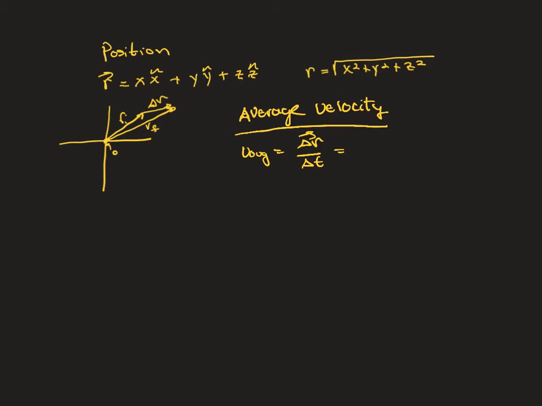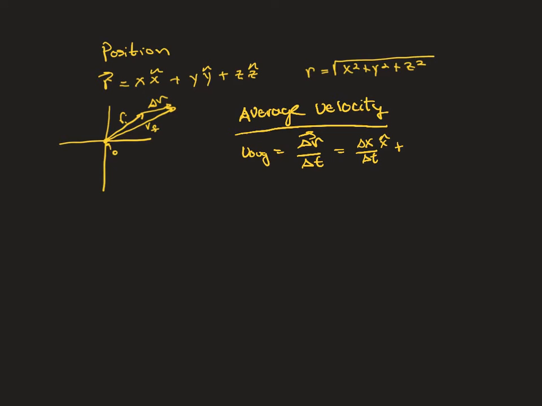You can also find your average velocity for three-dimensional motion if you have the individual position functions. So if you have x as a function of time, y as a function of time, and z as a function of time. So what you would do is you would take your x as a function of time and plug in your two times so that you can find delta x, and then divide by the change in time, and that would give you your x component.